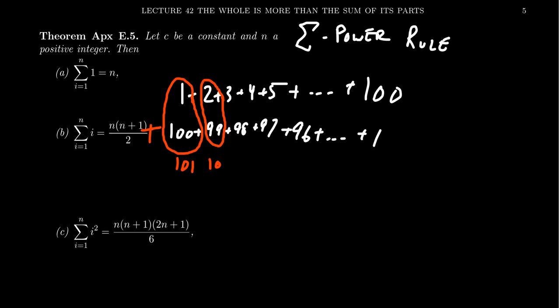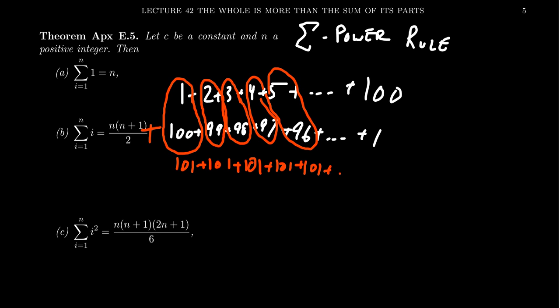101. And then you take 3 and 98, that adds up to be 101. And you keep on doing this, 4 and 97, 5 and 96. Each of these and every time gives us a 101, 101, 101. It's like we're counting Dalmatians right now. In the end, you end up with 100 plus 1, which also adds up to be 101.